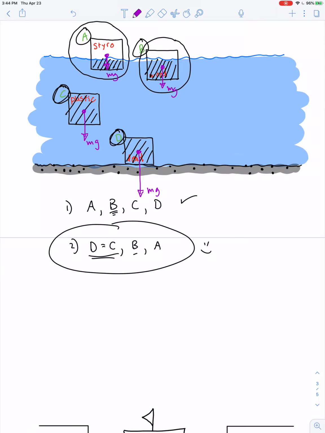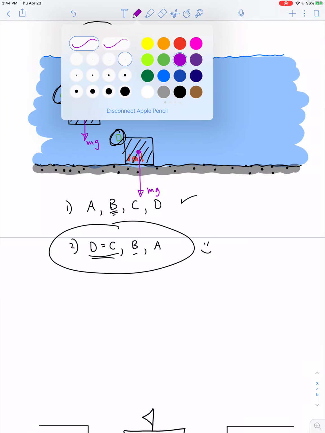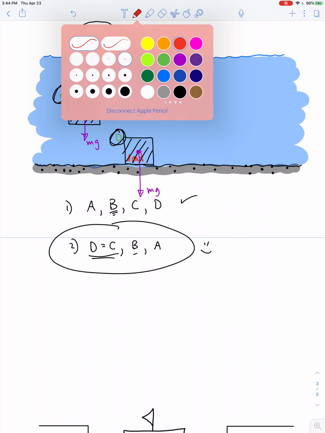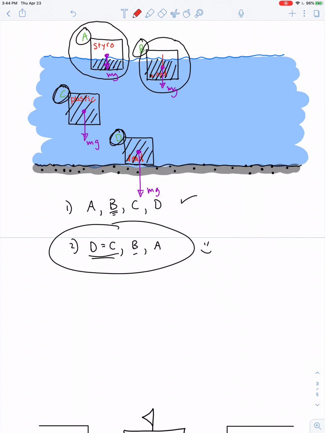Well, if each one that's floating has what we call neutral buoyancy, then the buoyant force would look like this. Because it's in equilibrium, the buoyant force acting on the wood block is a vector that's just as long as its weight vector. And if the styrofoam is floating, its buoyant force vector is just as big as its weight vector. If the plastic is floating, its buoyant force vector is just as big as its weight vector. Well, here's one exception to that rule.